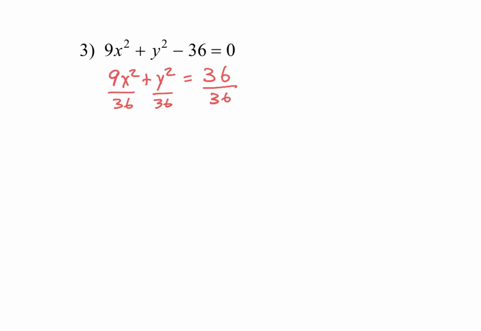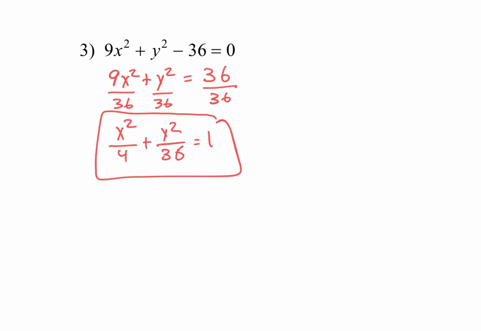And then reduce fractions. How many times does 9 go into 36? 4. So that's x squared over 4 plus y squared over 36 equals 1. And that's your solution, and you're done. I mean, again, that's all you have to do today.